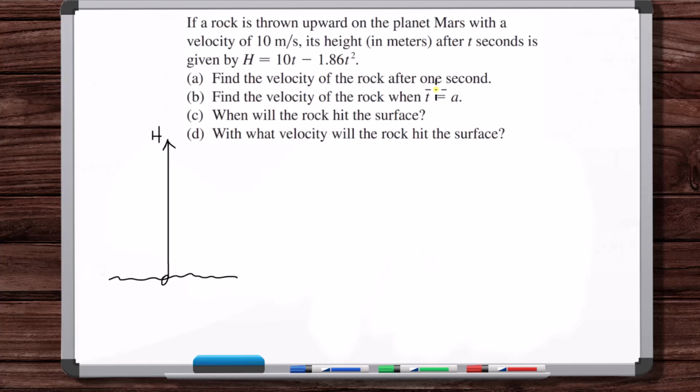With the way they're stating this question, they're asking what is the velocity of the rock at time t equals 1 second. At this instant in time, if you took a picture of the rock 1 second after it was thrown, what's the velocity of the rock at that moment? In that case, they're asking for the instantaneous velocity of the rock, which we know is the derivative of the position function. This is the position function curve.